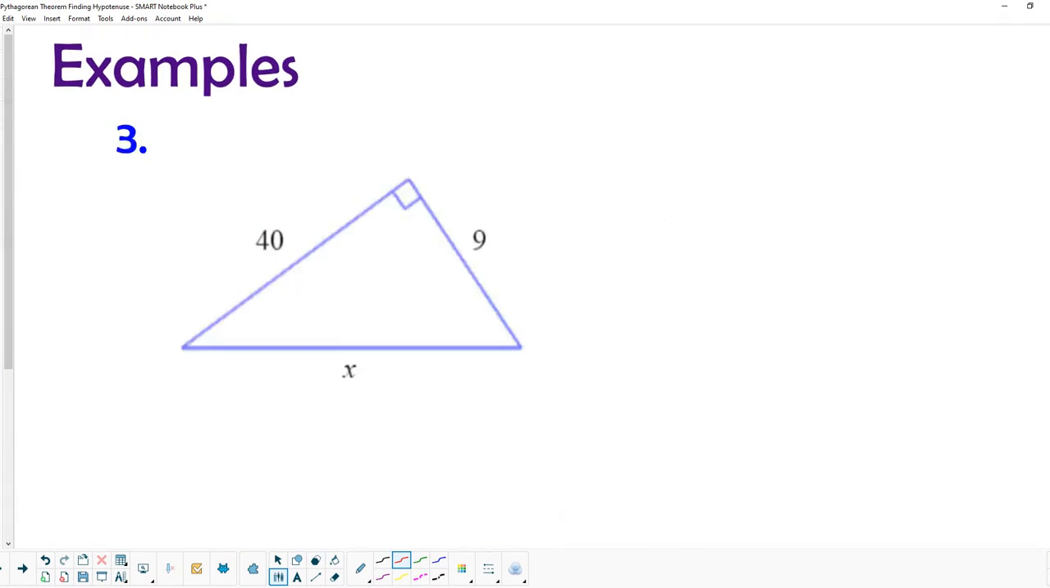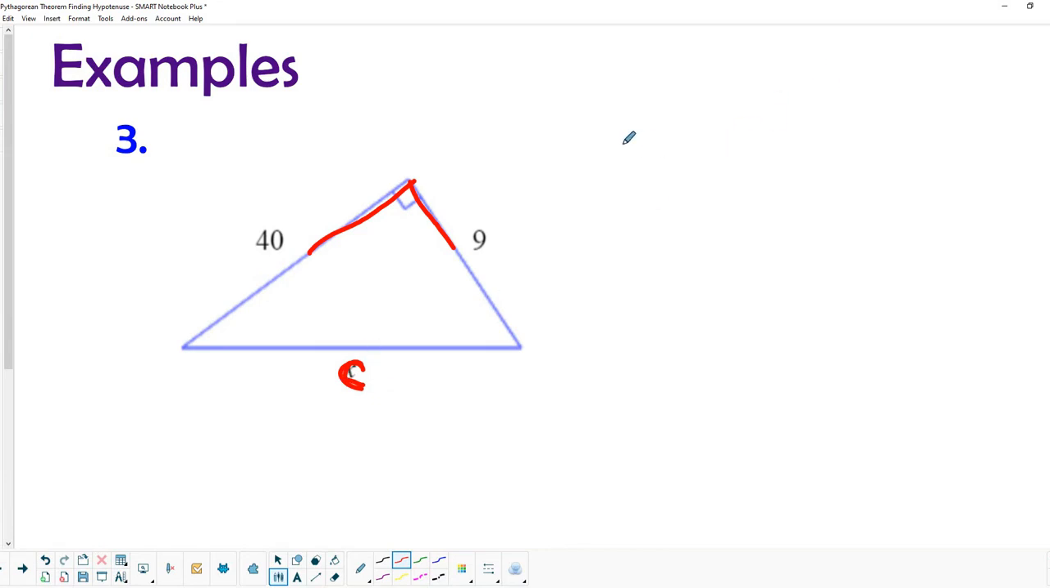Okay, here's another one. So if you notice, they've kind of tipped this over so that the right angle is sticking up in the air, but these are the two sides that intersect with it. And over here they've got this letter X, which is really kind of sitting in the place of where C would go. So we're asked to find this length right here.